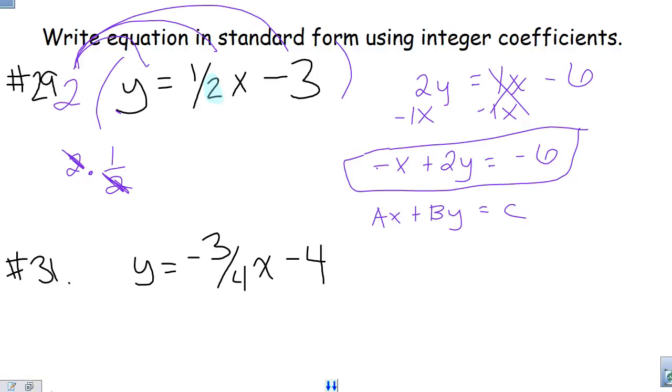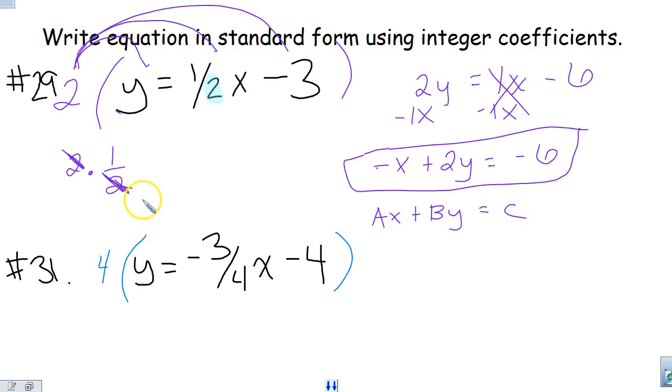So who can raise their hand? We're on our 6-4 notes. Who can raise their hand and tell me the first step? What was the first thing you did to convert this from slope-intercept form to standard form? Very good. So we're going to multiply by 4. Why did he choose to multiply by 4? Anybody? Because the denominator is 4.